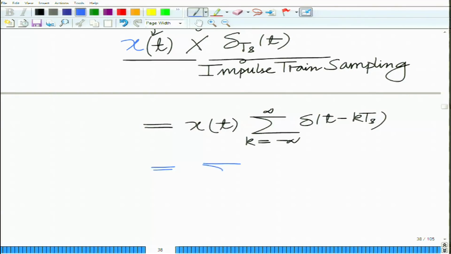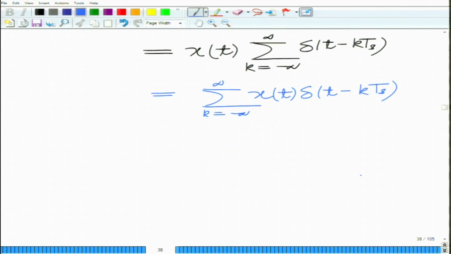Which is equal to summation k equals minus infinity to infinity x of t into delta t minus k T s. And now you can see delta t minus k T s multiplied by x t, the property of the impulse function, basically extracts the value of the signal at the corresponding sampling instant, that is k T s.